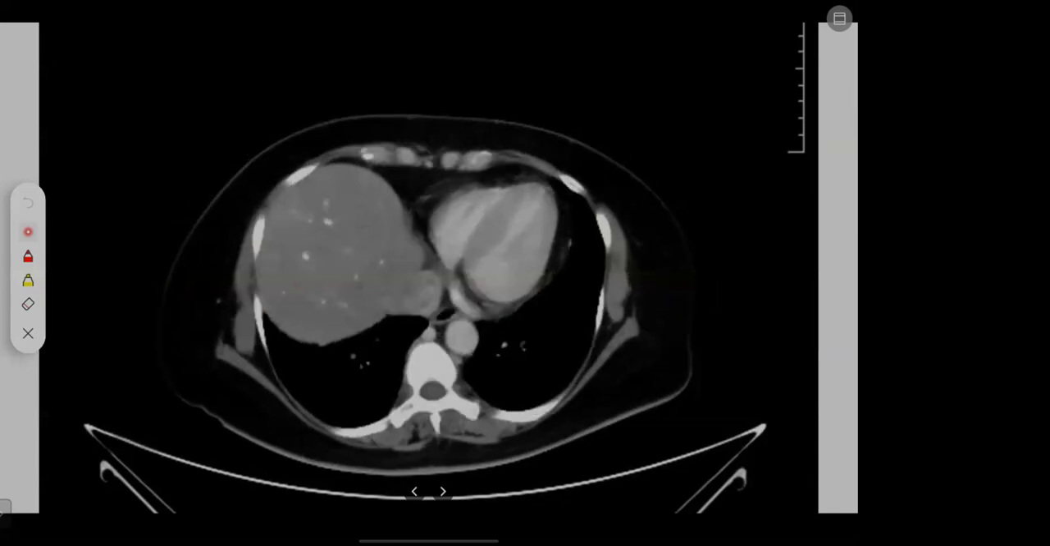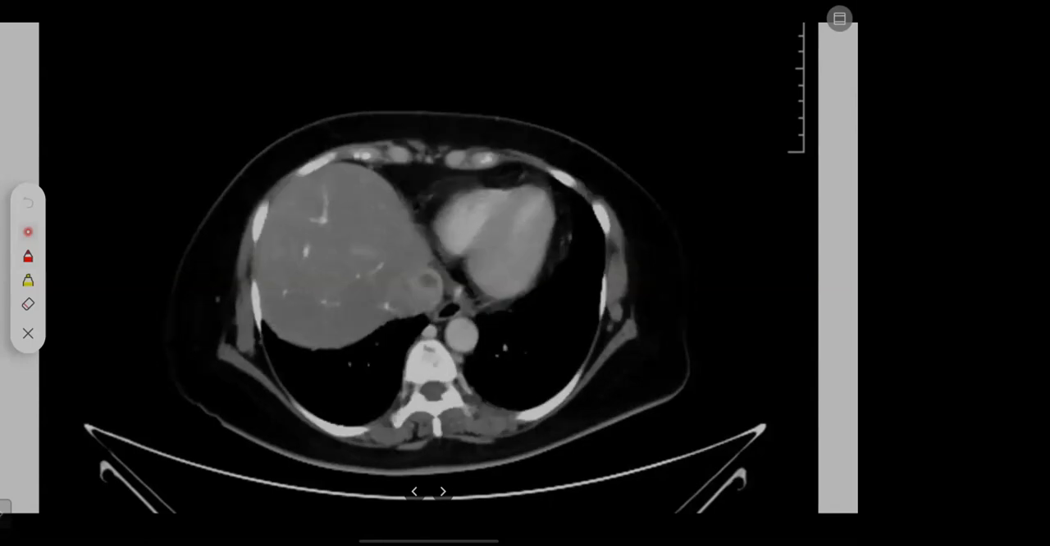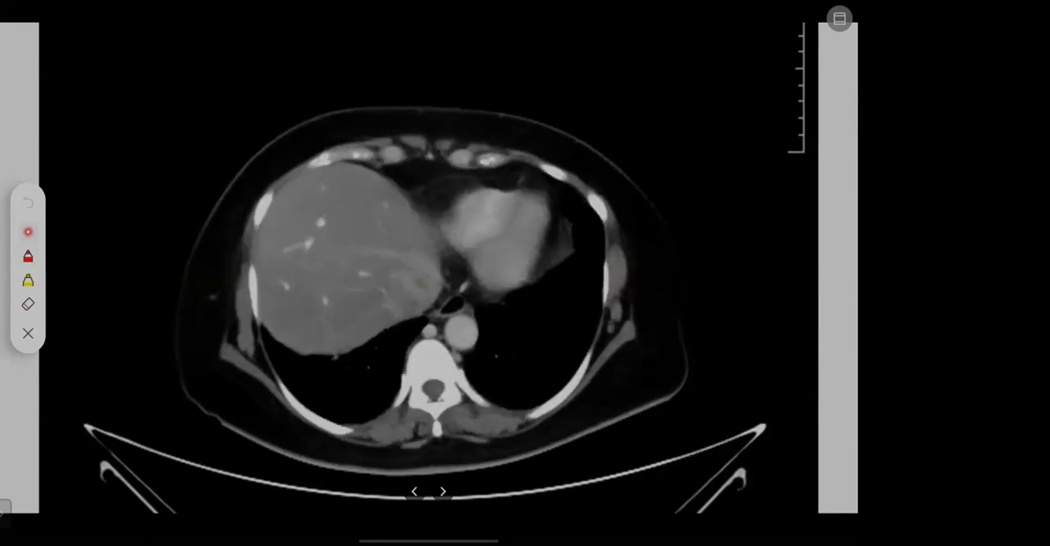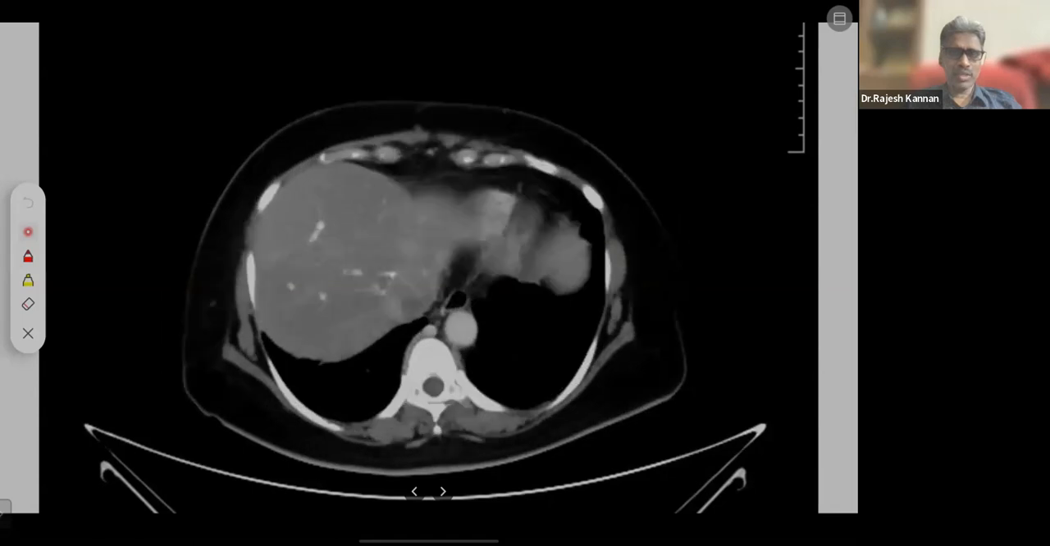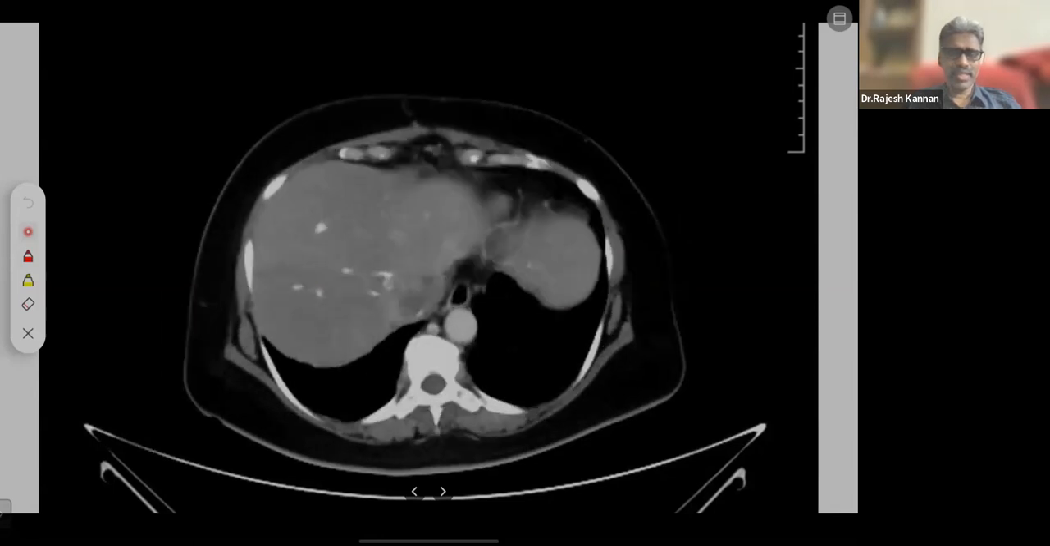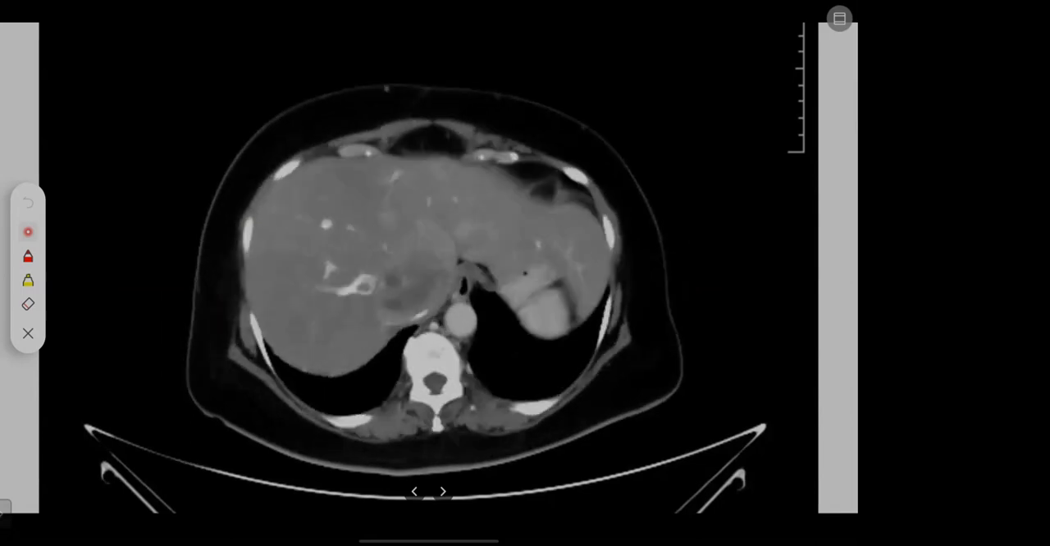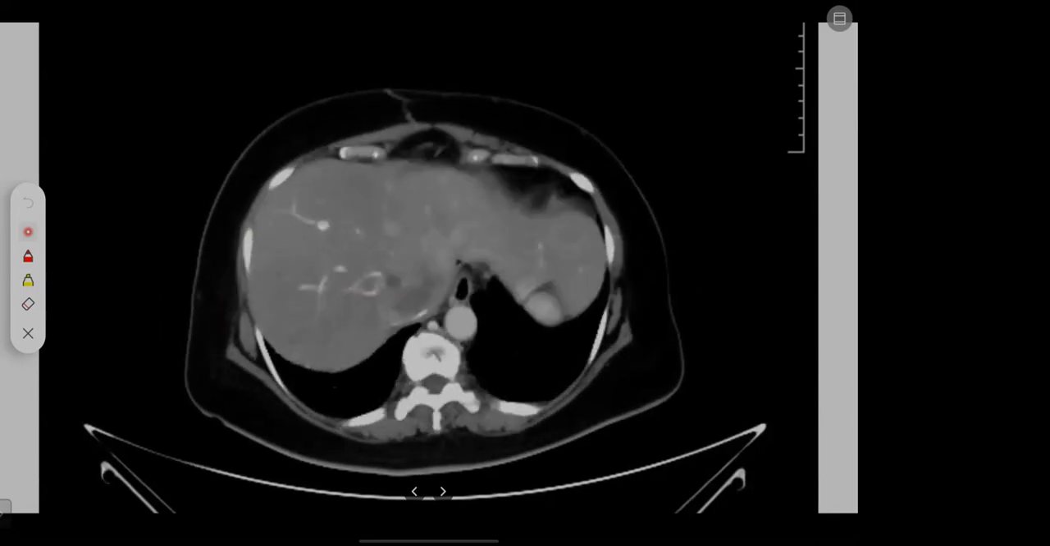Here it's arising from the cavo-atrial junction and coming along the course of the inferior vena cava, where the inferior vena cava is not seen separately. It is extending into the hepatic veins, showing central areas of necrosis. And the middle hepatic vein involvement we can see here.